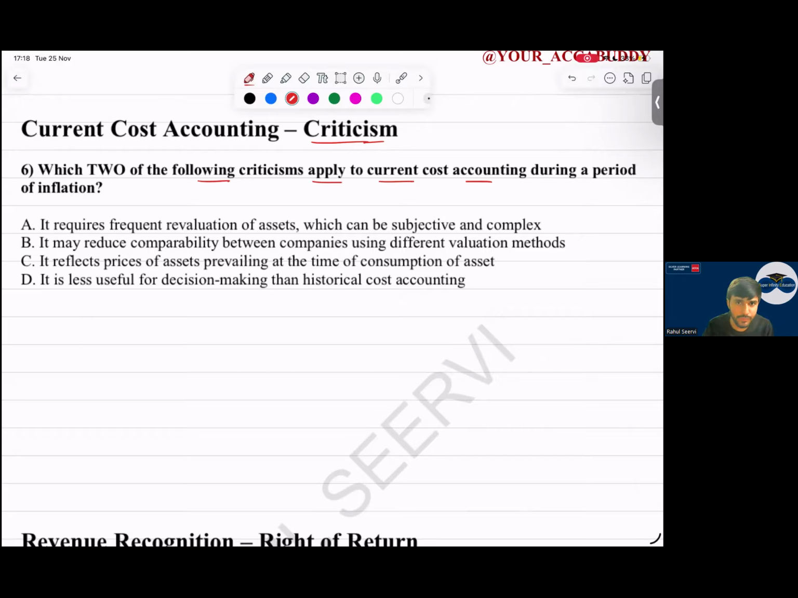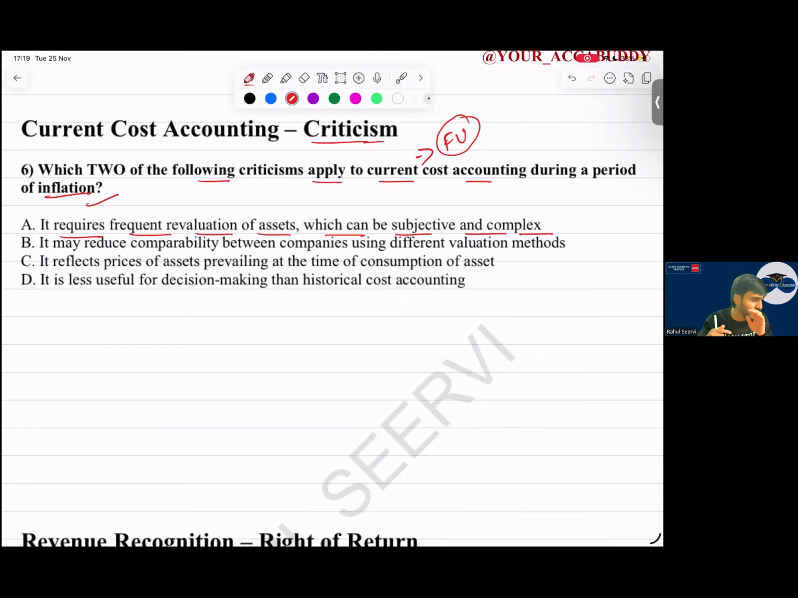It creates a problem for us during a period of inflation. Okay, it's an inflation period, and current cost, I'll say fair value, so we follow fair value. It requires frequent revaluation of assets, which can be subjective and complex. Yes or no? When we did IAS 16 also, we learned that we should revalue the asset every year if the value of the asset is frequently changing. If the fair value of the asset is not frequently changing, then no such problem; then every 3 to 5 years we will revalue the asset. But here, if inflation is there, the price of the asset will go up, so we have to do frequent revaluation.